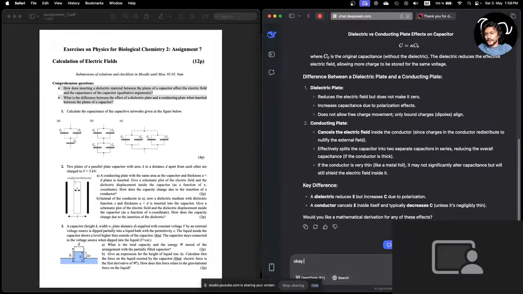Okay, so how does a conductor between two capacitor plates decrease the overall capacitance? Let's see what they're saying.